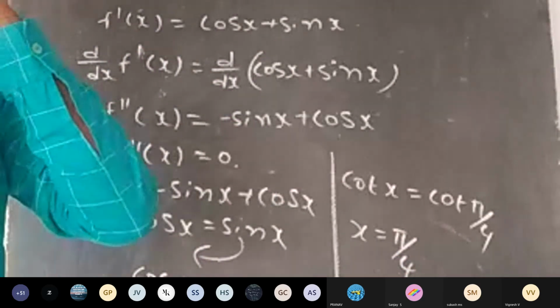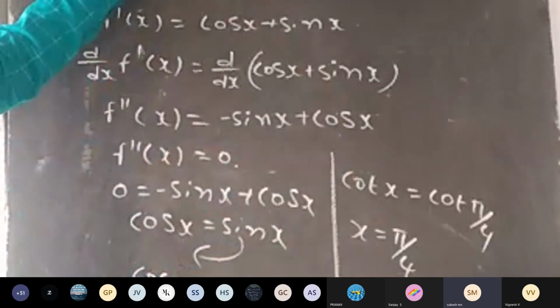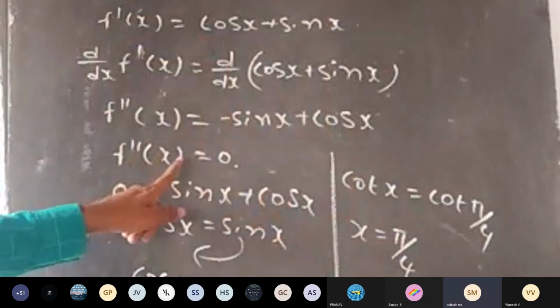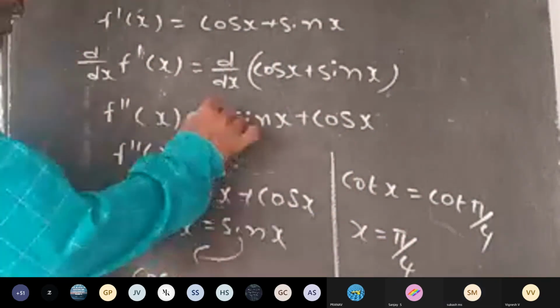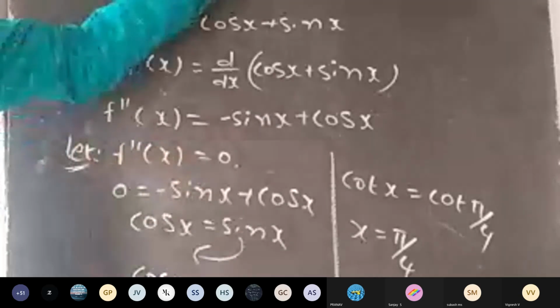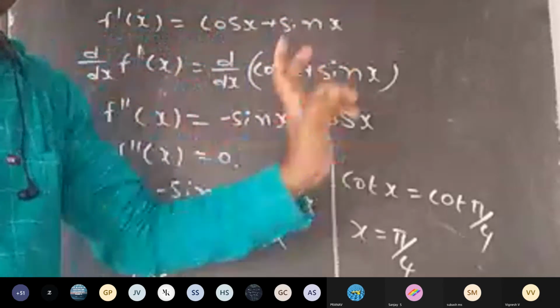X is equal to pi by 4. In this, f dash dash x value is equal to 0. At a corner point, you can take it, assuming, because we have not given any value.